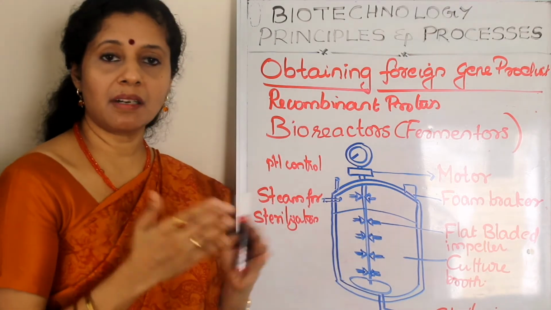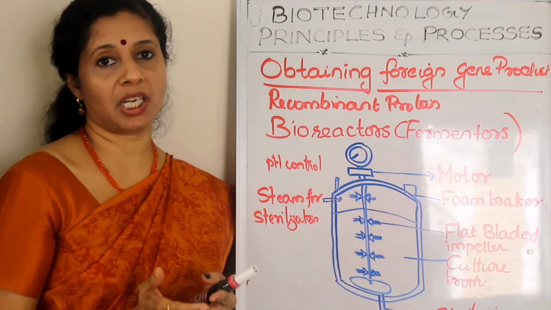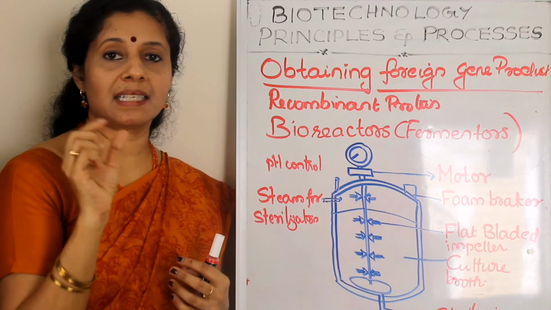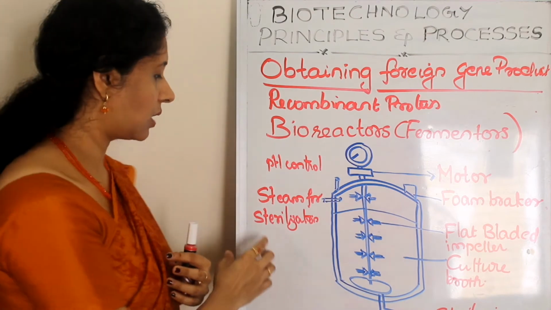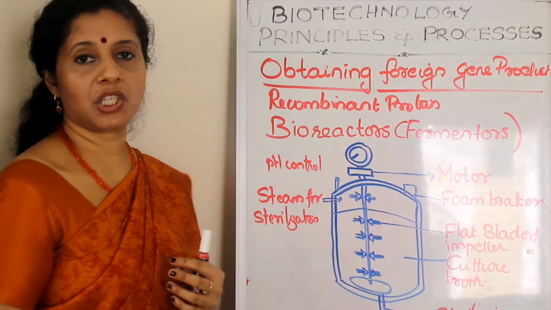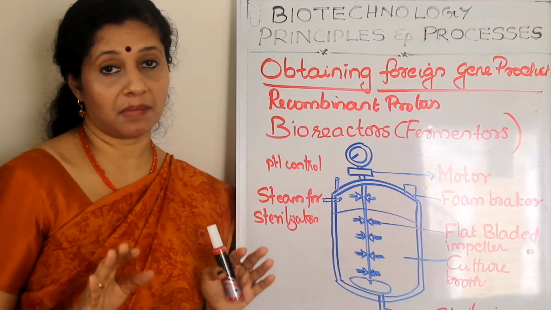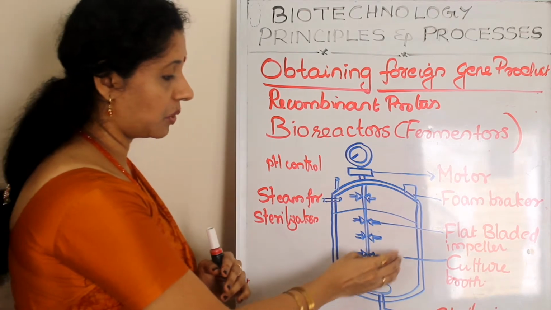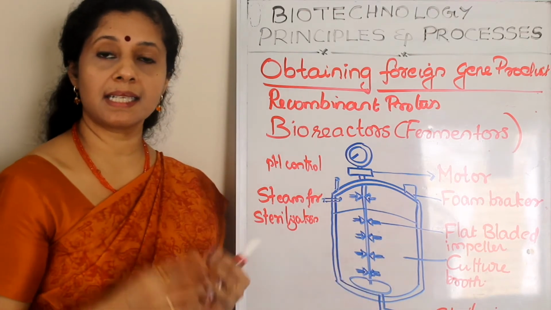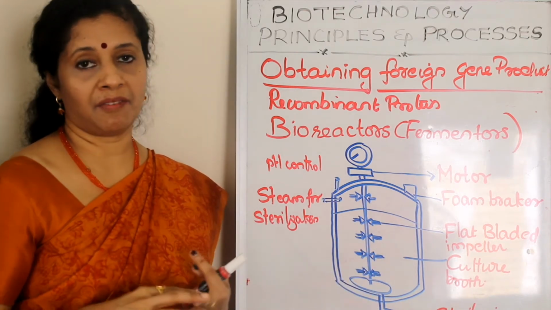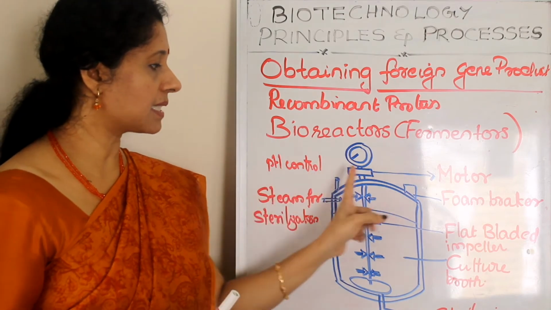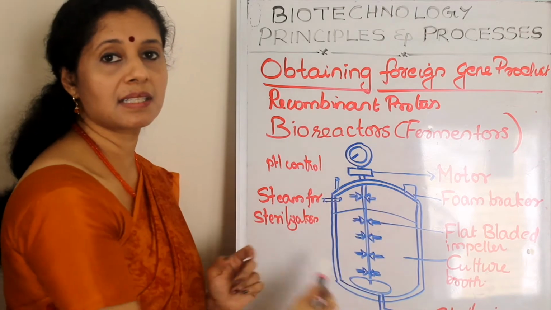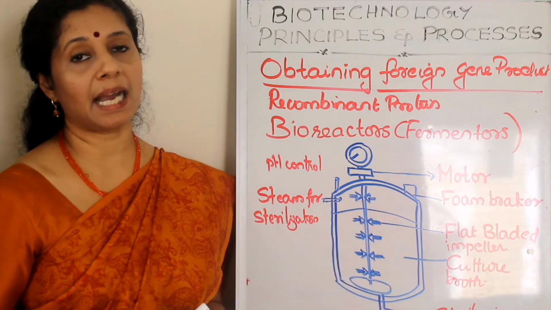Then the system will be working at an optimum pH and temperature. So a pH control port is there so that we can check the acid alkali ratio. Then steam for sterilization. The complete system should be sterilized, so steam sterilization is also done. And we have the culture broth. Culture broth contains the culture medium, the inoculum, everything. So these are the parts, and here is a motor. The rotation of the motor will rotate the shaft and as a result agitation will be continuously happening.